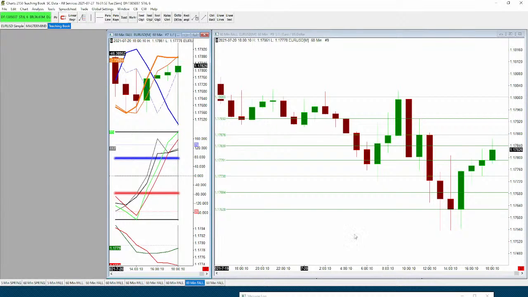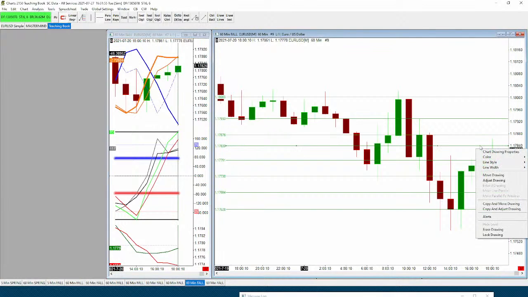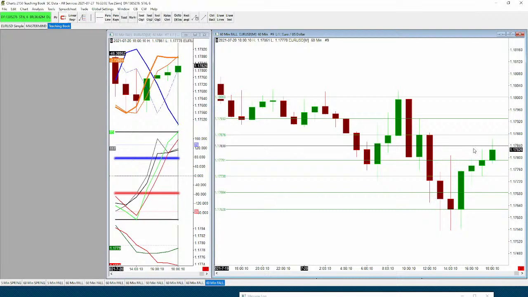Okay. Now let's look at this line right here. Check this out. I'm going to make this line black. Look at this line right here, okay?